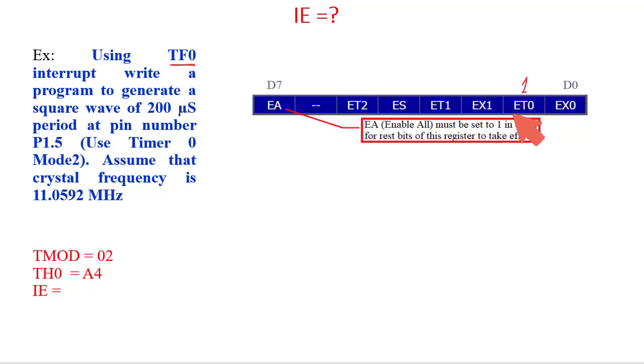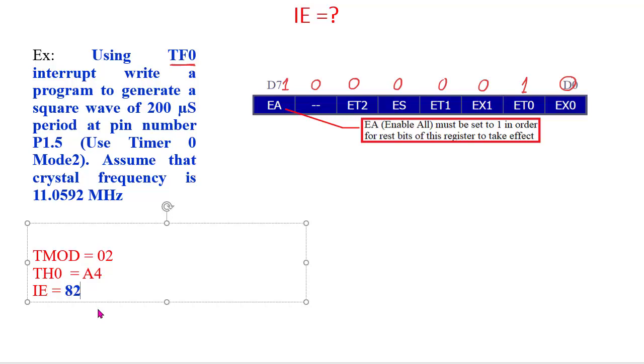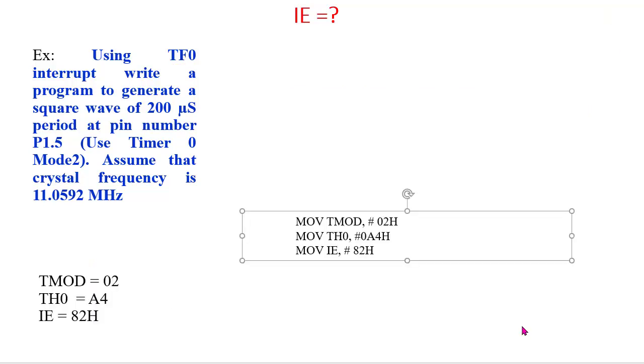What other things do we need to do? No doubt the enable all bit should be logic 1 and all other bits will be logic 0. So what is the required value of IE? This is 8 and this is 2. So the value of IE will be 82 in hex. This is the main setting part for this program.